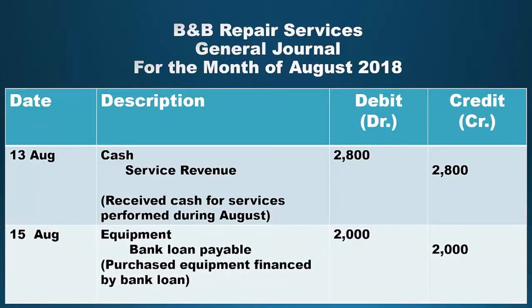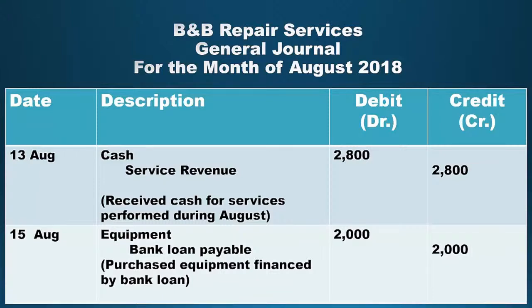August 15th, purchasing equipment with a bank loan. Step 1. What happened? The company purchased new equipment worth $2,000. Instead of paying cash, the purchase was financed with a bank loan. Step 2. Which accounts are affected? Equipment increases because the company acquired a new asset. Bank loan payable increases because the company now owes this amount to the bank.